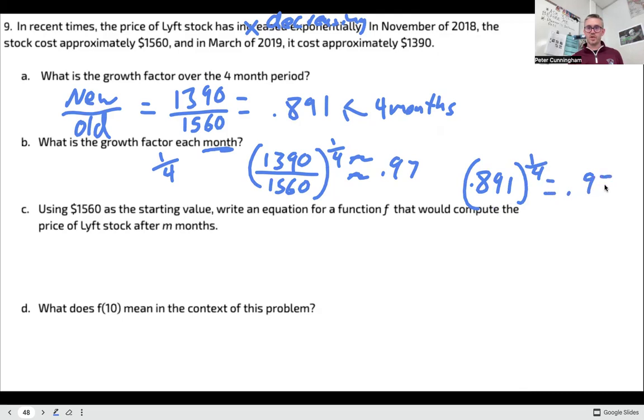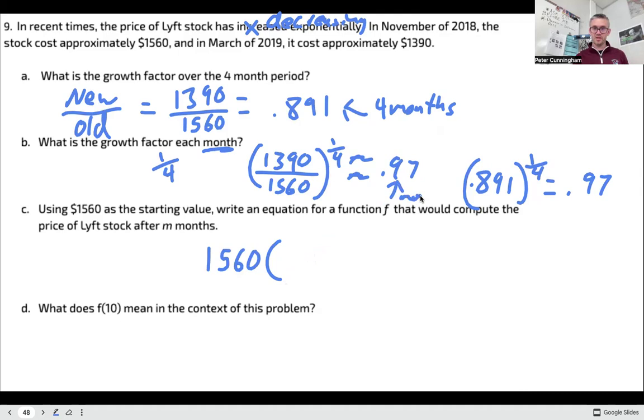Still would have got 0.97. Okay, so write an equation for the function that would compute the price of Lyft stock. Okay, so we need to take what we started with, $1,560. And what's changing, if it's saying compute the Lyft stock after every month, right? So take the monthly change.